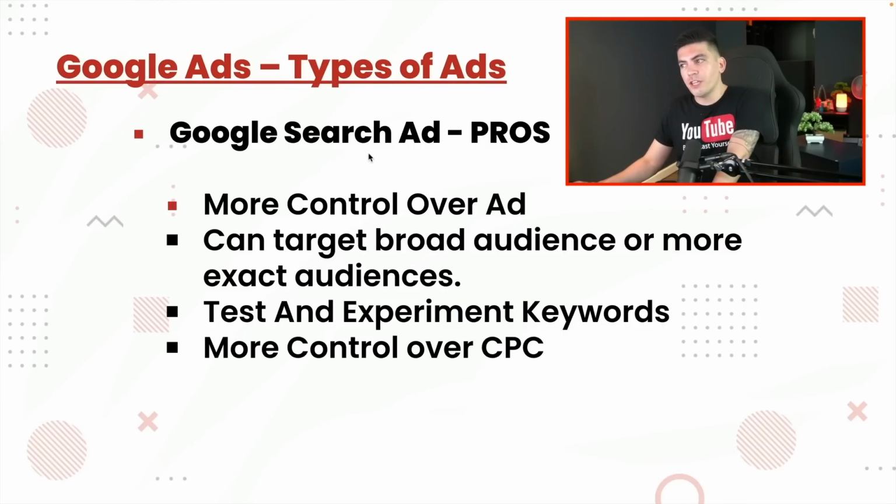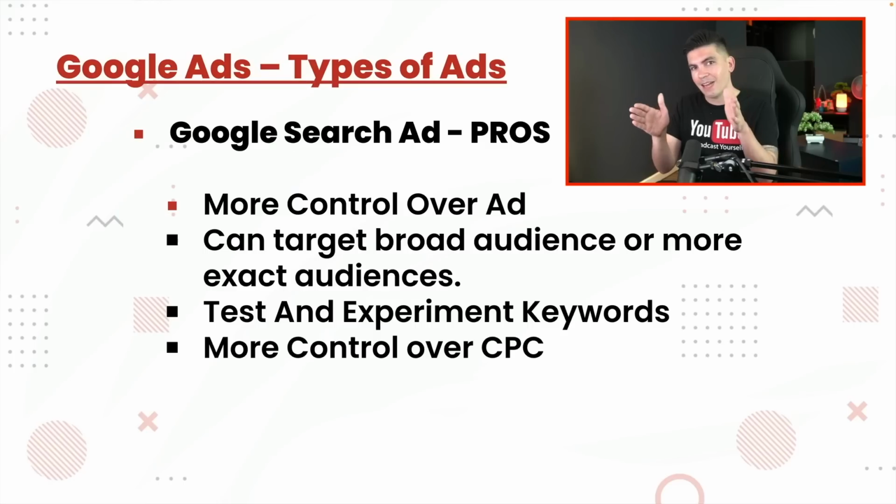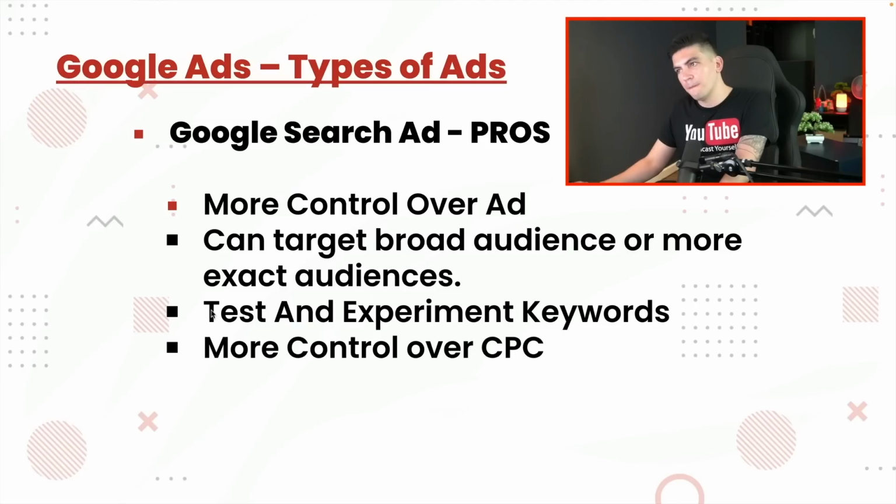Now the Google search ad, what are the pros? If you use keywords, you have more control over the ad, right? Because you can pretty much target exactly what you want to target with keywords. You can target broad audiences or more exact audiences. You can also test and experiment with keywords. The great part about using your own keywords is that you can find out which one has the highest click-through rate.